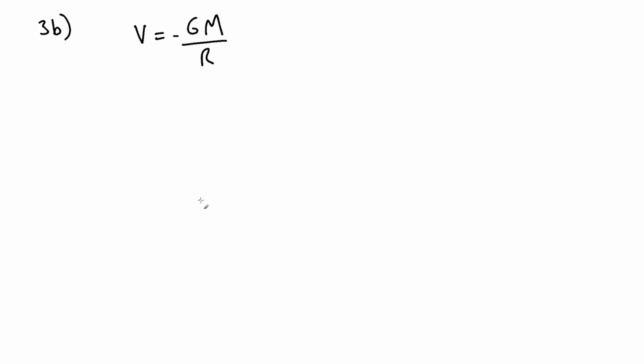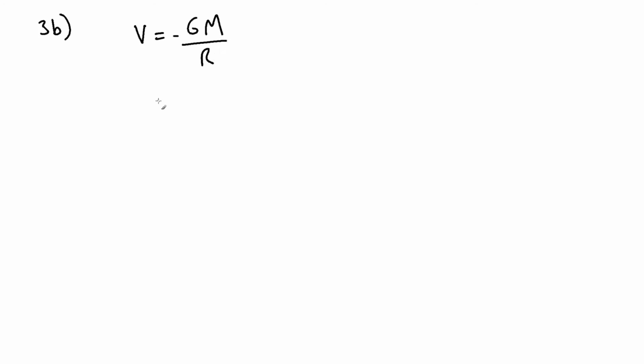Alright, 3b part 1. Write down the formula for the work done to remove an object of mass m to infinity if it is at a distance r from an object of mass big M. Well, we know gravitational potential at any distance around the object of mass big M will be given by V equals minus GM over r, where r is the distance from the centre of this mass. So when we are a distance r from the centre of this mass M, the gravitational potential at that point will be given by minus GM over r.